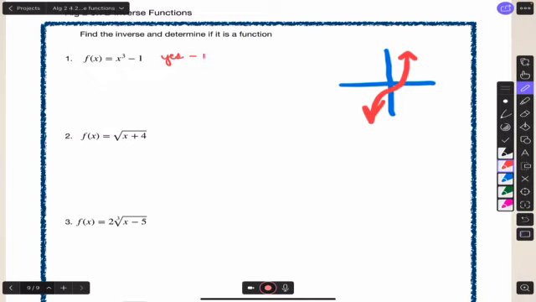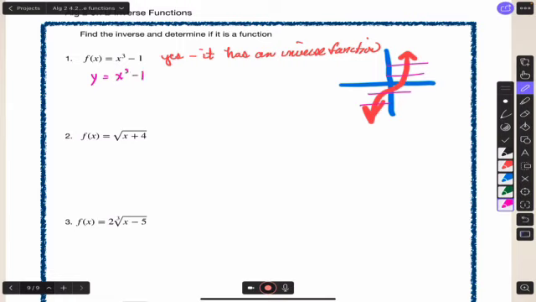Yes, it has an inverse function. Or yes, the inverse is a function. How do I know? Because the graph of it just passes the horizontal line test. Then we go about finding it.